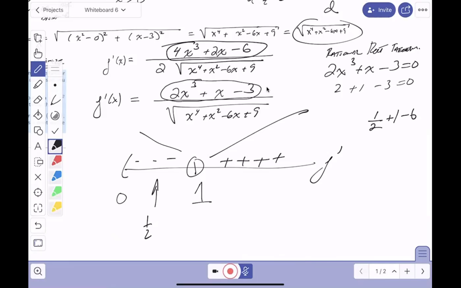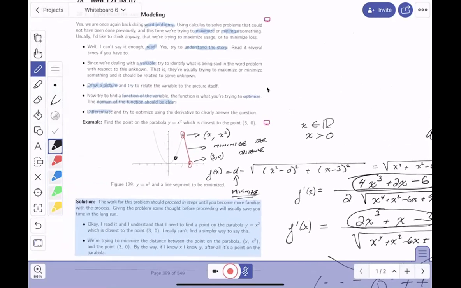What have we found? A minimum. So the minimum occurs at x equals 1. What's the y coordinate going to be? It's x squared. It's going to be 1. Let's go back to the picture. And you know what? Looking at it, the picture's not bad. That's the shortest distance right over there. What's the shortest distance? At the point 1, 1.